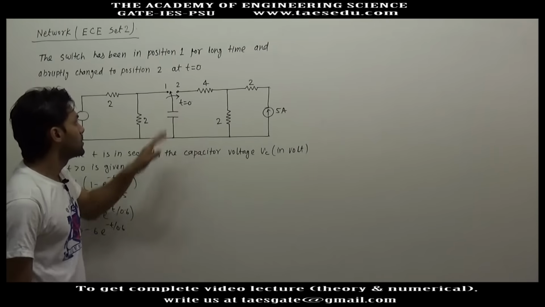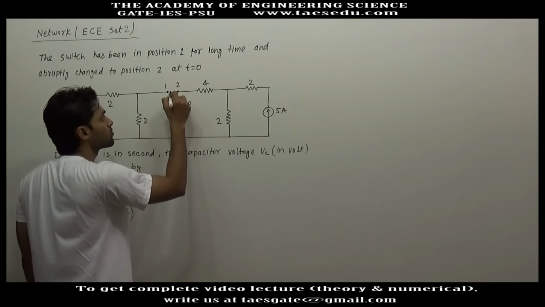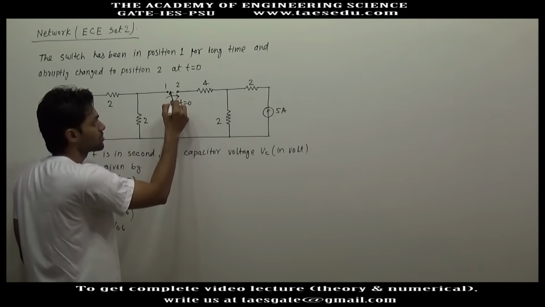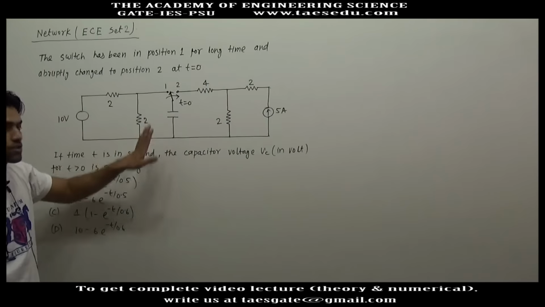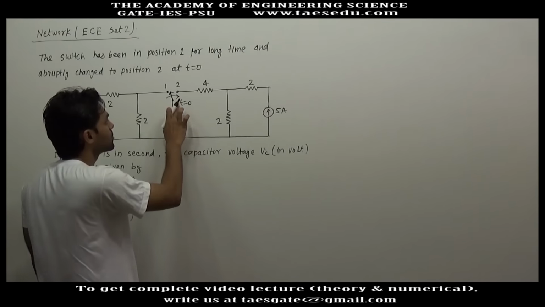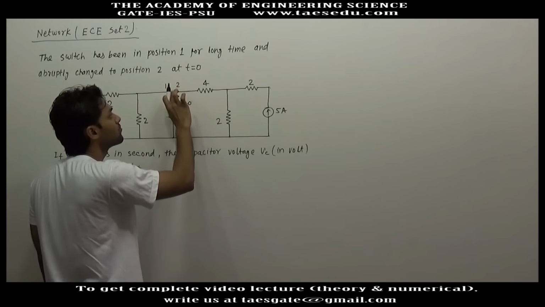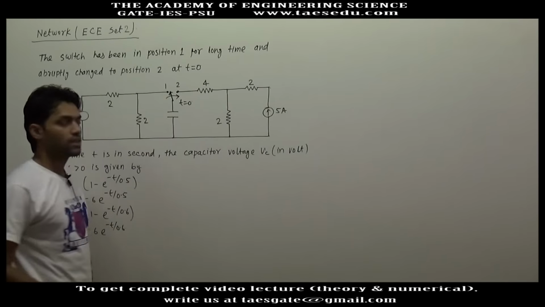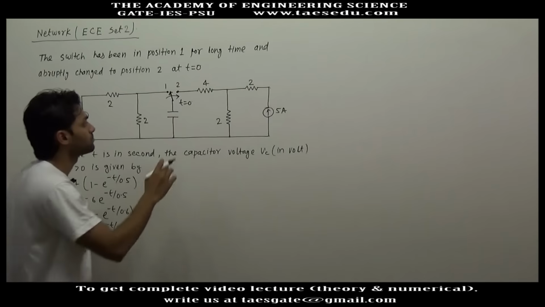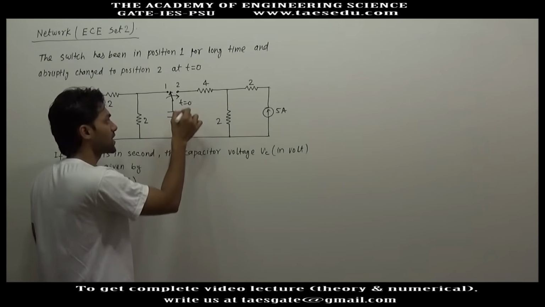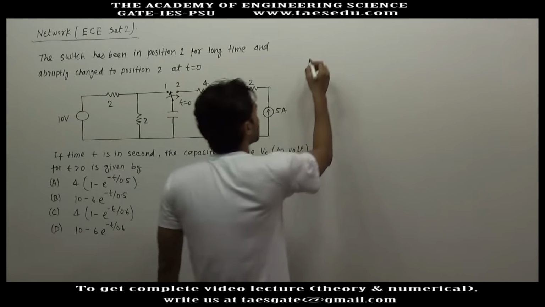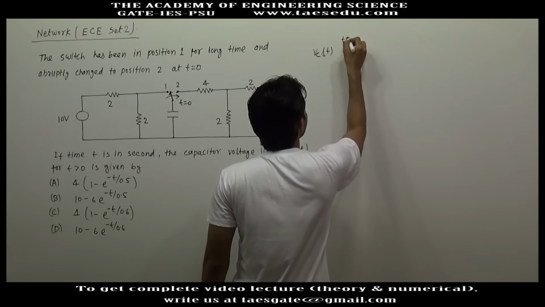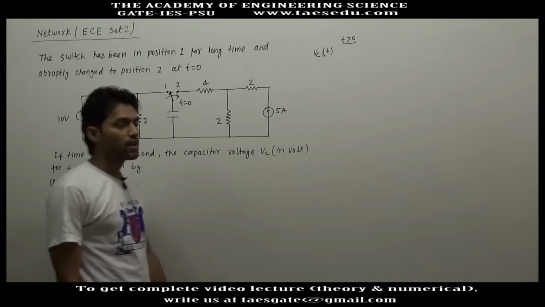In this circuit, initially the switch was connected to position 1 for a long time. It means that when this switch was connected to position 1, the circuit was in a steady state. Now at t equal to 0, the switch was abruptly connected to position 2. Then there will be a transient, according to which capacitor voltage will change. So we have to find out the equation of capacitor voltage in terms of t, that is VC(t) for t greater than 0 after the transient occurred in this circuit.